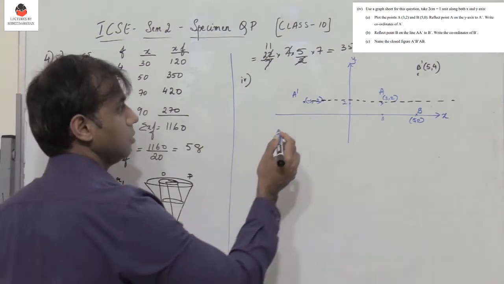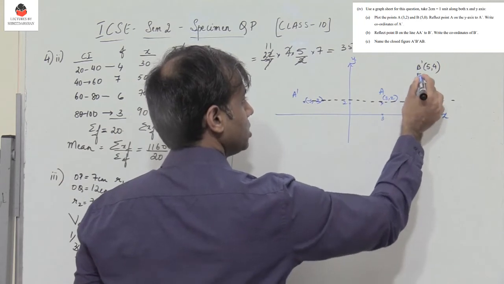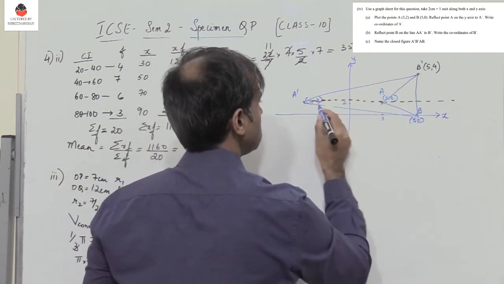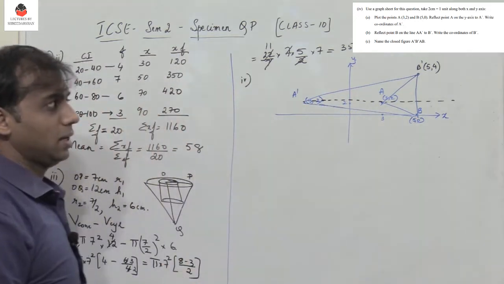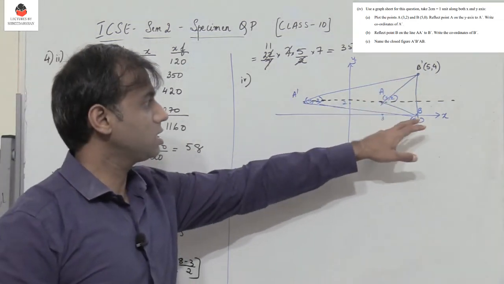Now just join all of them. So you have B dash, again I join A dash. So this figure looks like an arrow. So this is the closed figure A dash B dash BA.